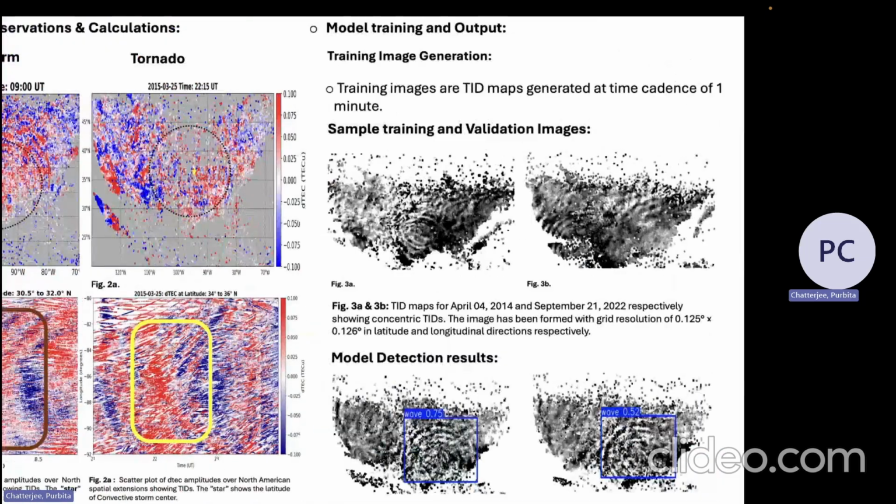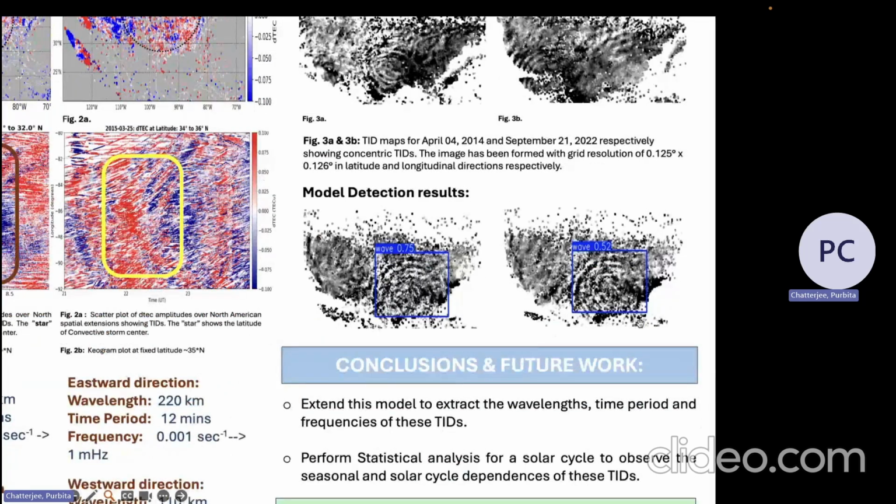This is what our training and validation data set maps look like, which I have generated with some resolution values, and this is what the model is currently detecting, the TID regions. Here you can see the TIDs observed, and the model is detecting them with 75 and 52% confidence respectively.